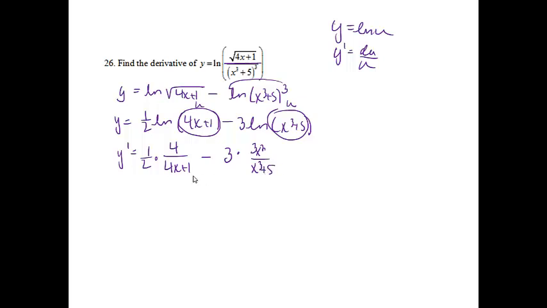And now I'm just going to clean it up a little bit. These 2 and the 4 would cancel, so I'm going to get 2 over 4x plus 1 minus, I put a 1 underneath that 3. There's nothing I can cancel this time, but 3 times 3 is 9. So 9x squared over x cubed plus 5. If you'd like to get a common denominator, go right ahead. I'm happy with my answer how it is right now.